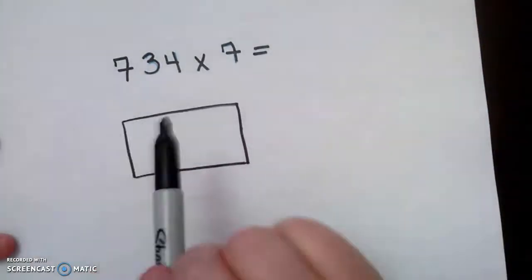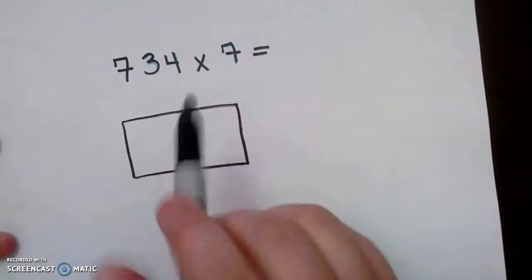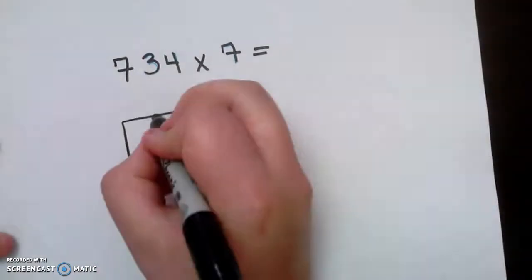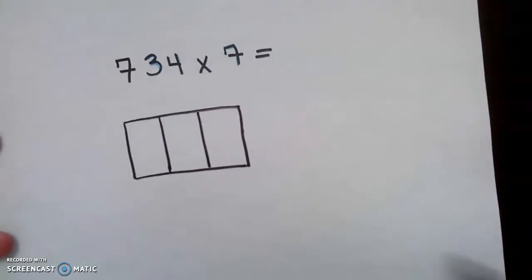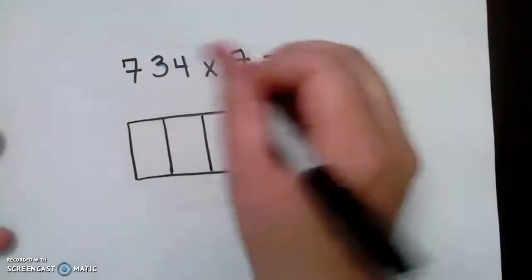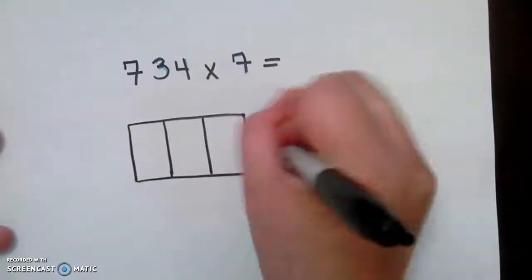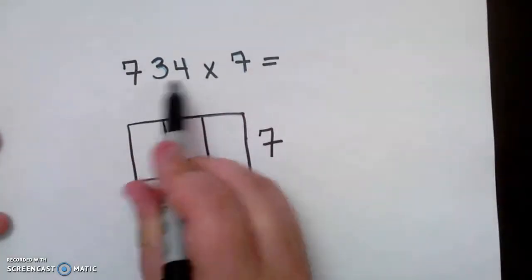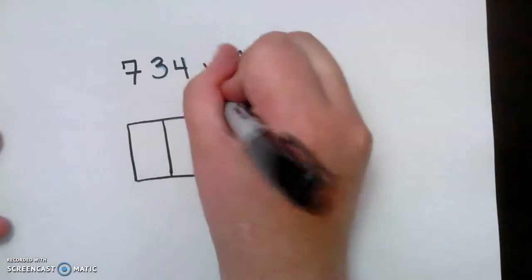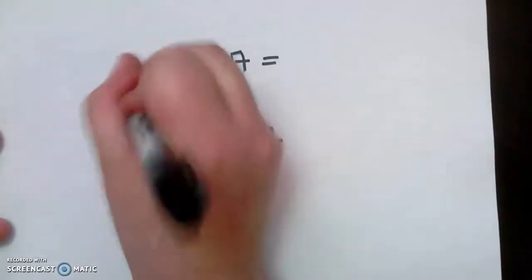And because our largest number has 3 digits in it, we need to break this box into 3 different equal parts. Okay, so I'm going to start by taking my 7, and I'm going to drop it down here. And then I'm going to take my numbers and write them from right to left. So I have a 4, 3, and a 7.